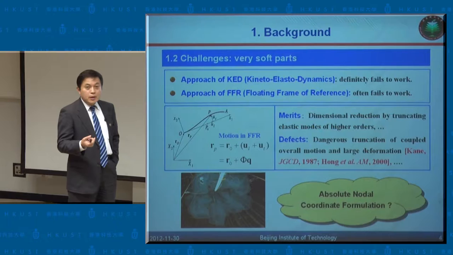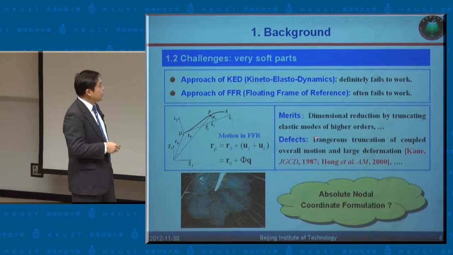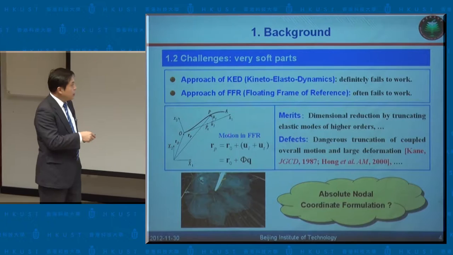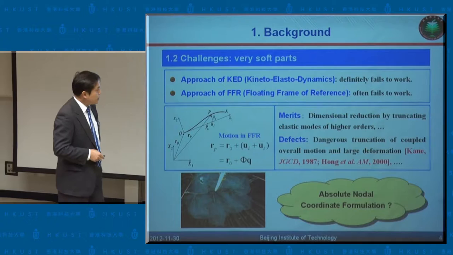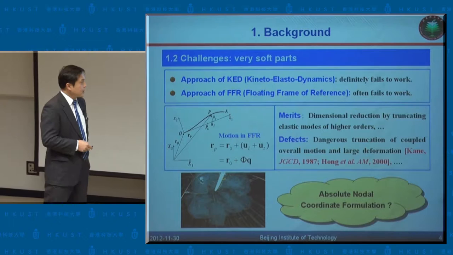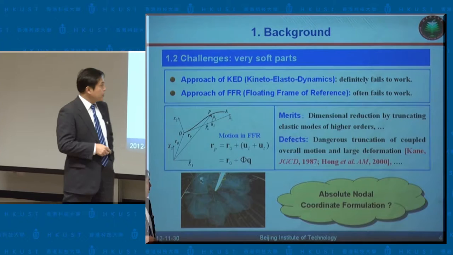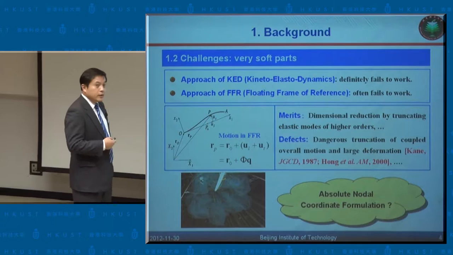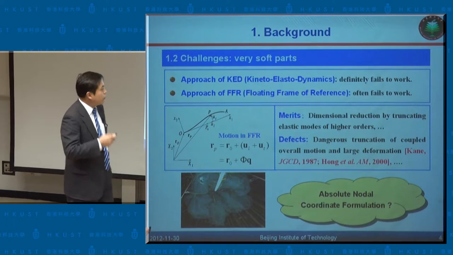So you can get the dimensional reduction by truncating the high elastic modes. This is an advantage. However, this kind of truncation will give you some problems. The most dangerous thing is that the truncation of coupled overall motion and large deformation will bring you some mistakes in numerical simulation. For example, Professor King pointed out this problem in the middle of the 1980s, and later on, Professor Hong at Shanghai Jiao Tong University explained why this coupling is so important that you cannot give it up, in the beginning of this century.